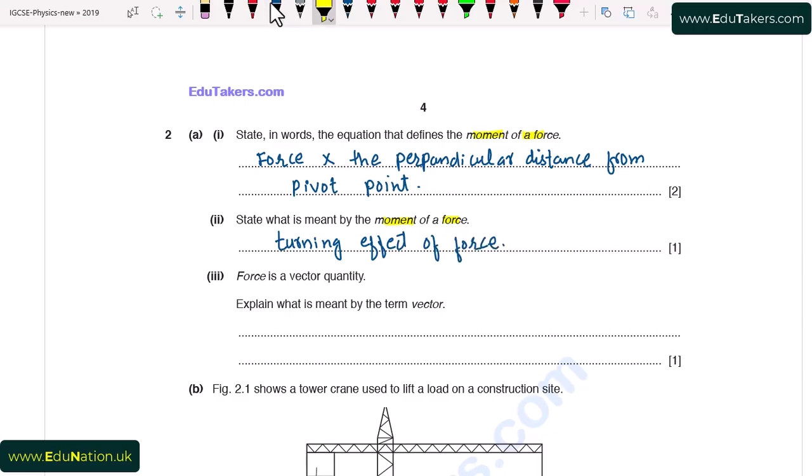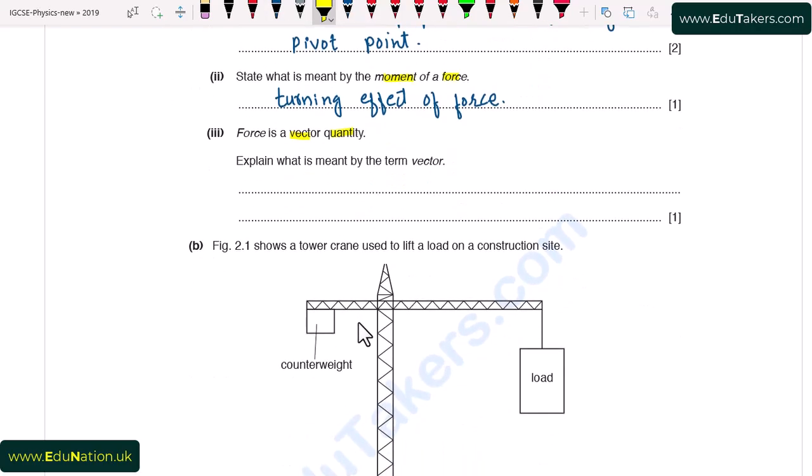Part 3, the force is a vector quantity. Explain what is meant by the term vector. So here we have to define what is meant by vector. So vector is a quantity that has both magnitude and direction. For example, force is a vector quantity. Similarly, acceleration and velocity are vector quantities.